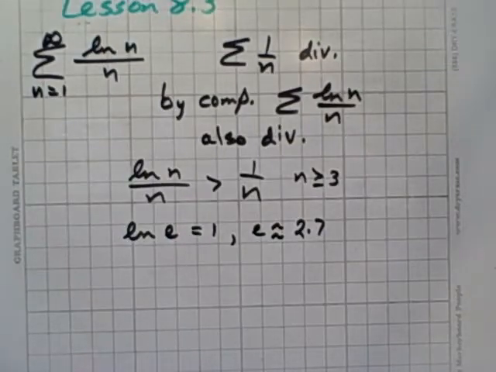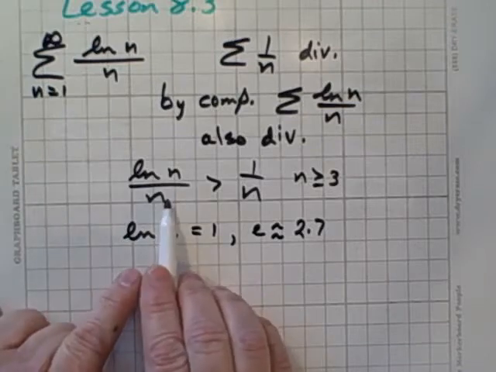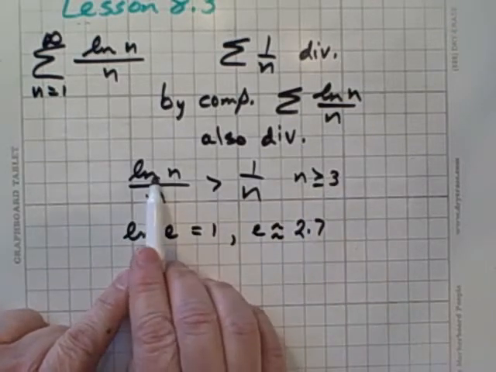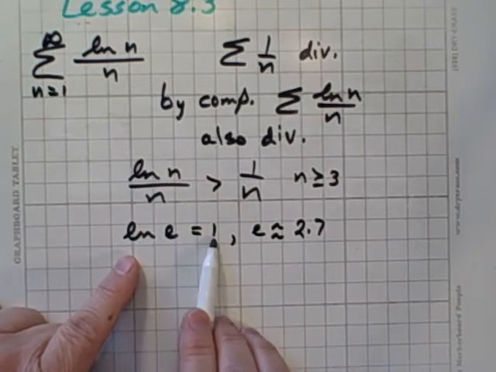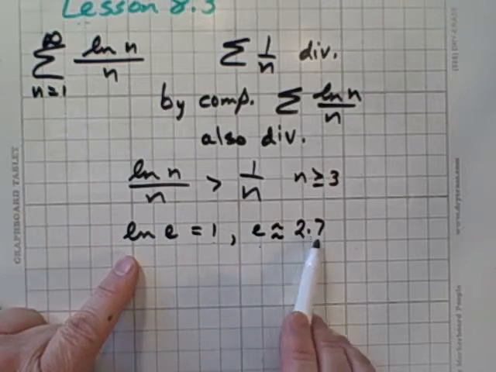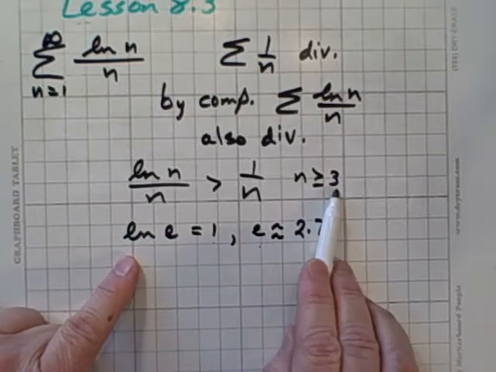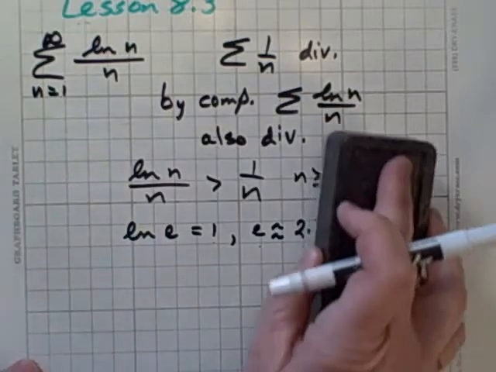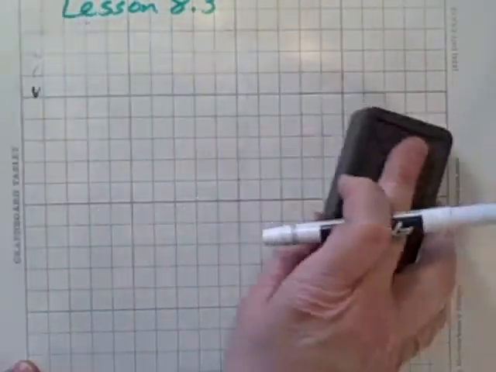Let me briefly correct myself. In the previous video I said that the natural log of n was bigger than 1 over n for n bigger than 1. Of course, the natural log of e is 1, and so it would be past e, and of course if we're using integers that would be past 3. With that correction having been made, let's continue with the last portion of the lesson.